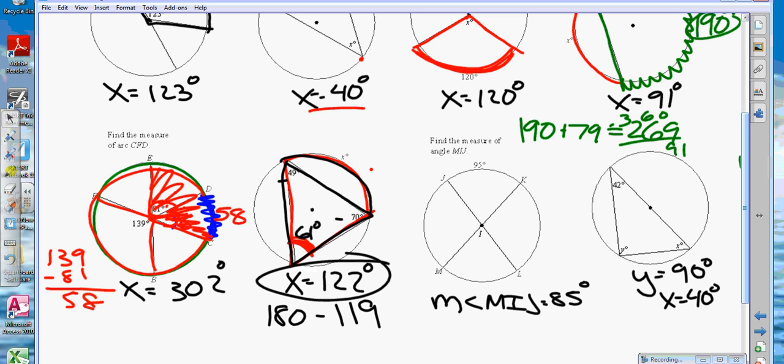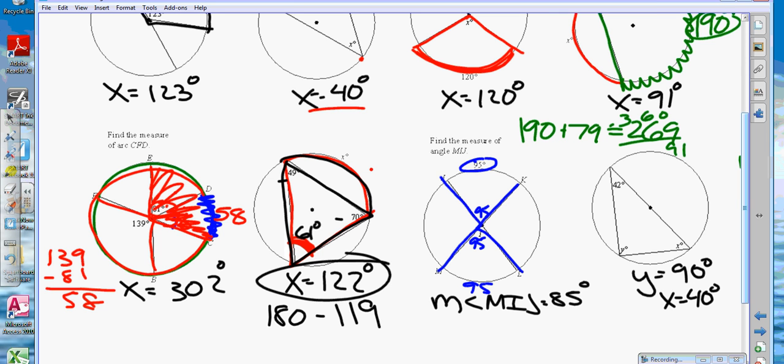All right, 2 more. Next one, we are looking for the measure of angle MIJ. So definitely decide first where you're looking. So it's this guy right here, MIJ. Okay, how are we going to do this? Well, it's all central angles, so that's actually going to help us out a bunch. If this is 95, that means this is 95, which means this is 95 because of a vertical angle, which means that this is 95.